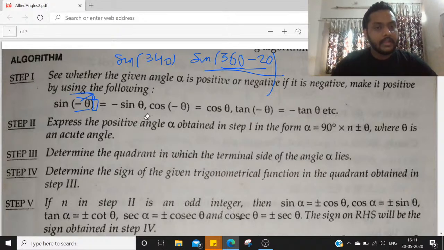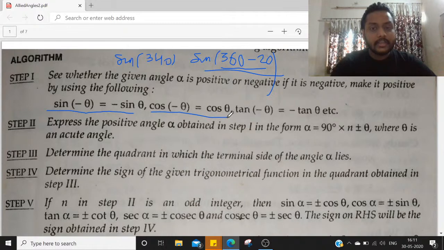सबसे पहला काम ये है कि जो angle की हम बात कर रहे हैं ये angle आपको positive form में चाहिए ही चाहिए. तो अगर आपको sin minus theta given है, take it as minus sin theta. If you have cos minus theta, take it as cos theta. If you have tan minus theta, take it as minus tan theta.